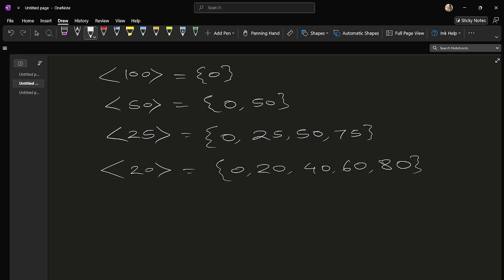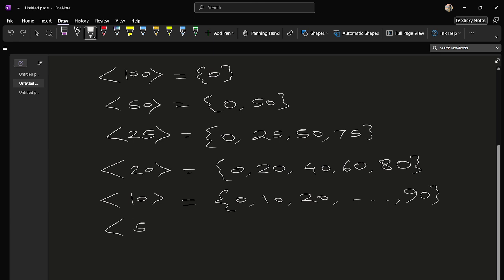After that, we divide 100 by 10, so we get 0, 10, 20, dot dot dot up to 90. For 100 by 20, we get the group generated by 5, so that is 0, 5, 10, dot dot dot up to 95. We can see that this contains 10 and this contains 10.